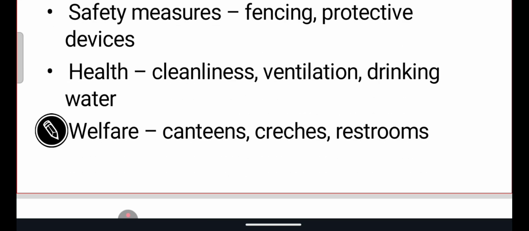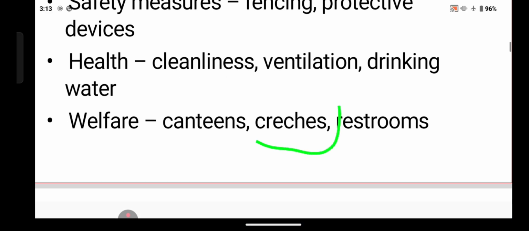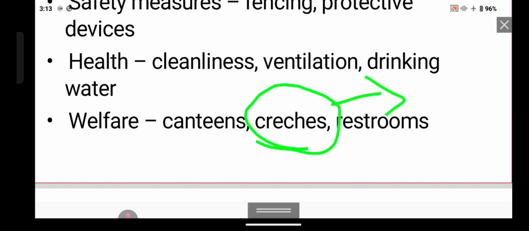All right, so these are the restrooms. And what is the meaning of creches? You should understand the meaning of creches. Creches is a very important thing. It is mostly for women, because there are women working in the factory who might have children with them who are less than 6 years old.